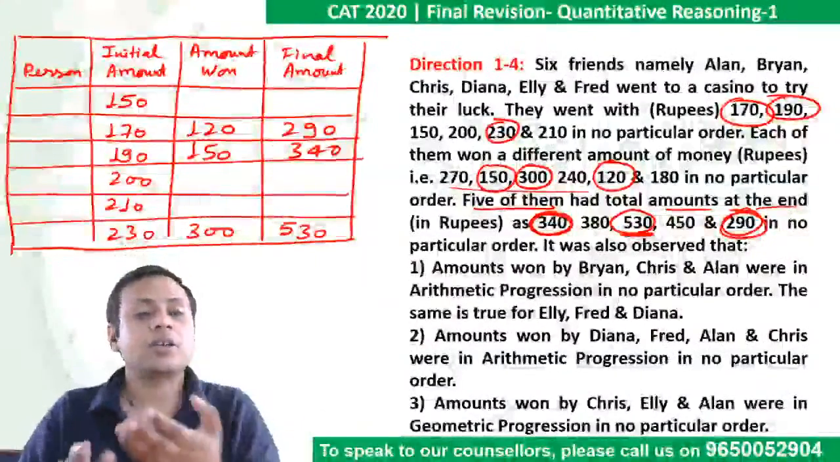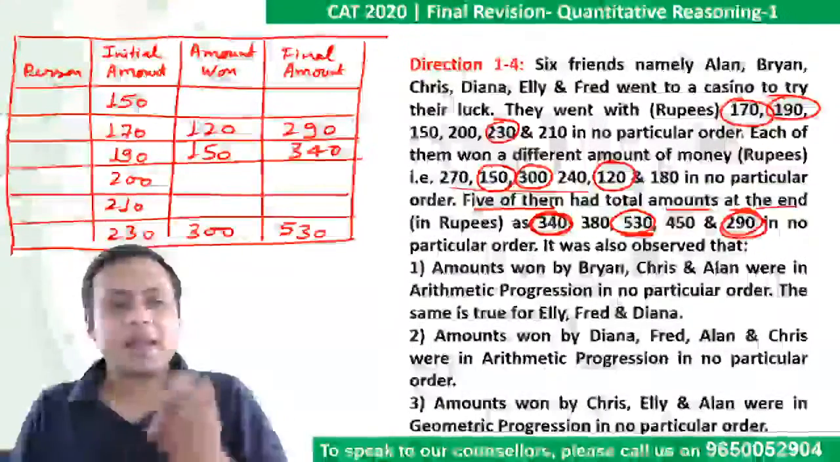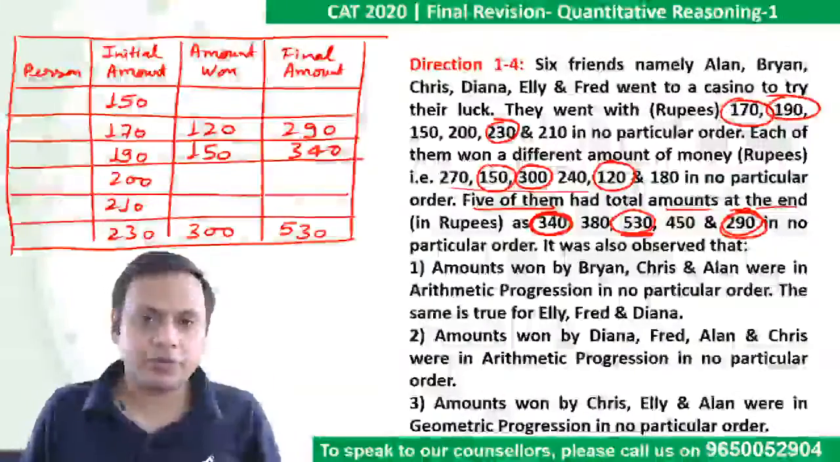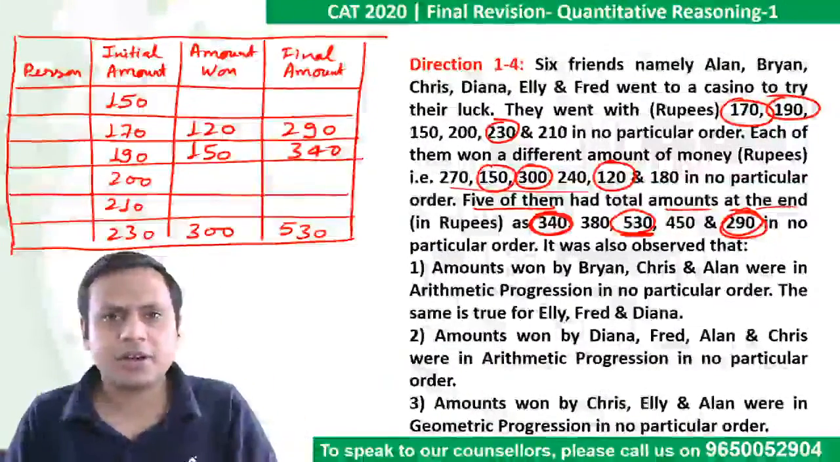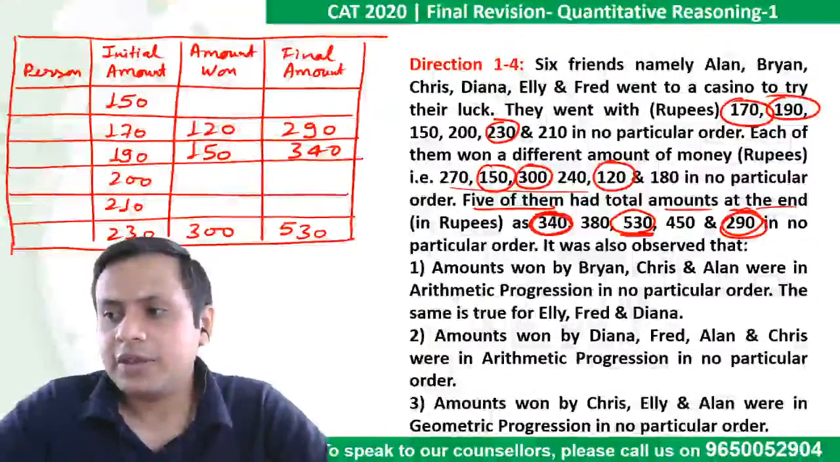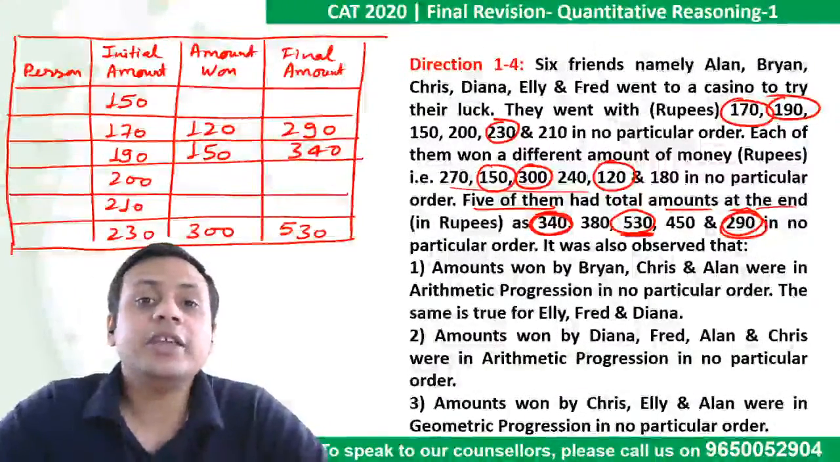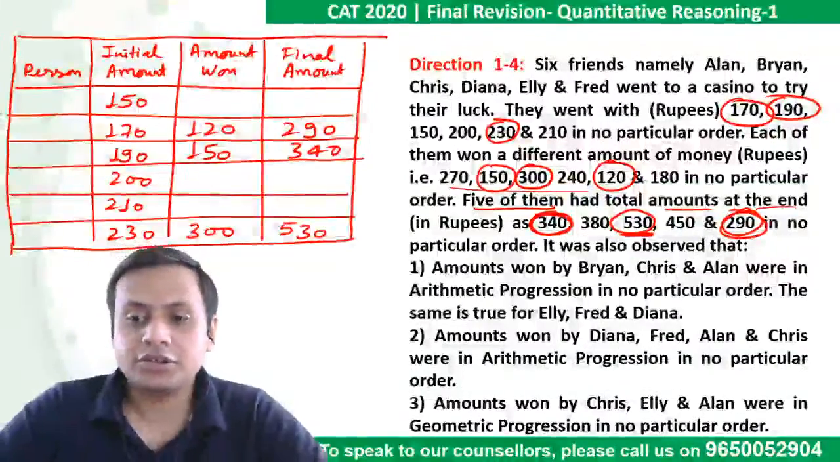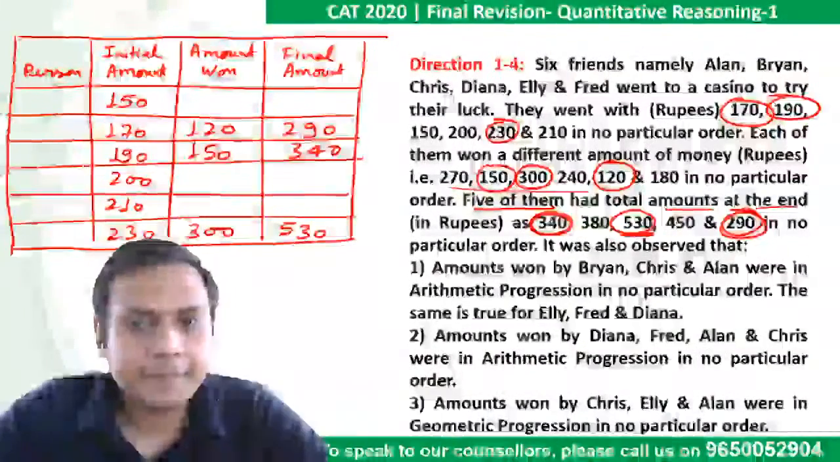Think about it. How can we get final amounts? By adding initial amount and amount won. That's how we are getting final amount, right? So what are the combinations that are possible? And we are looking at the unique possible solutions or unique combinations.